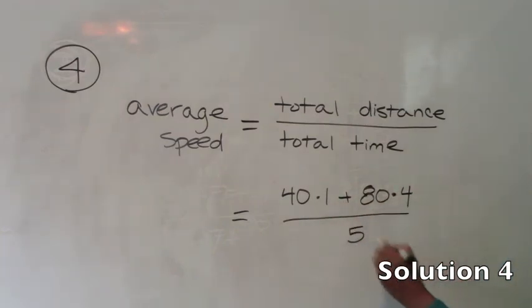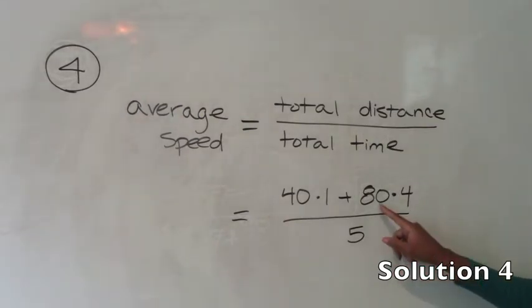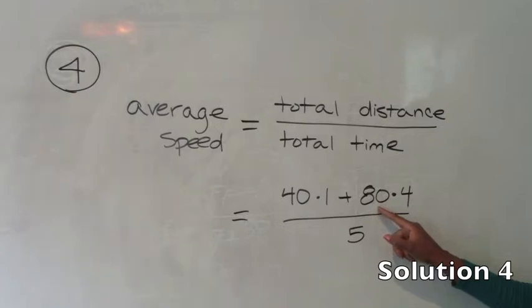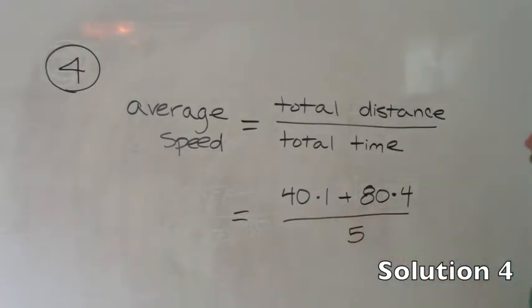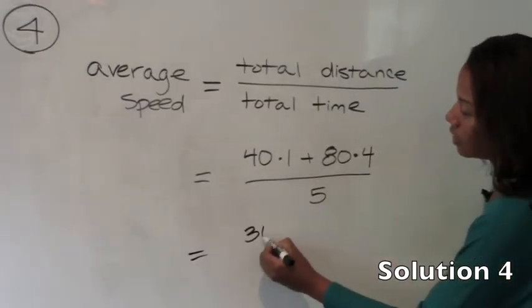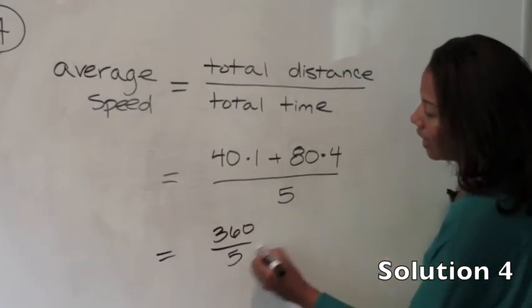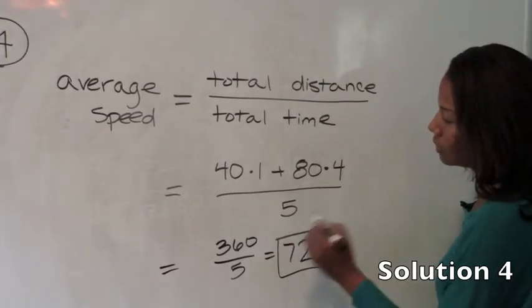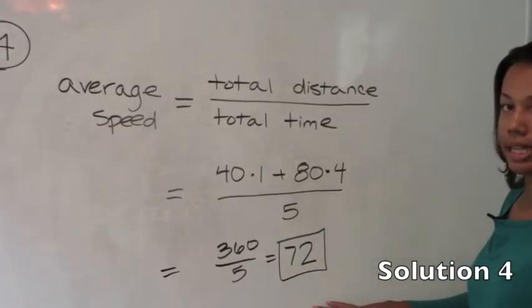So you can consider these to be weights, similar to the weighted average problem that we just did. So the 80 counts 4 times as much in the average as the 40 does, because the motorcyclist was riding at 80 for 4 times as long as at 40. Okay, so this is just 40 plus 320, which is 360, divided by 5. So the motorcyclist's average speed was 72 miles per hour. So the answer is D.